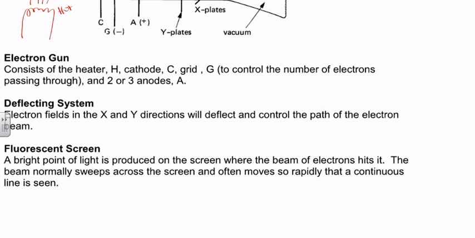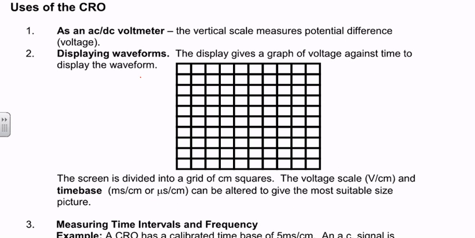Now what does it hit at the end? It's the fluorescent screen. So the kinetic energy of the electrons gets converted into light energy, and I suppose a bit of heat. There's always heat. And the last thing is the use of the CRO: you can use it as an AC/DC voltmeter and for displaying waveforms. Effectively, if you had a microphone and you connected it, that would produce a varying voltage over time, if someone spoke into it.